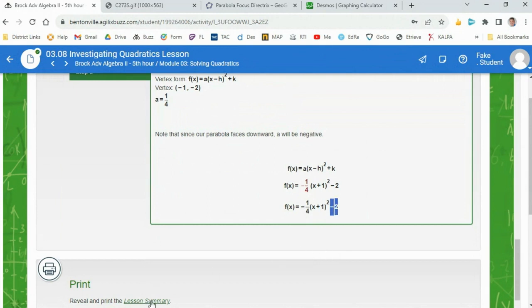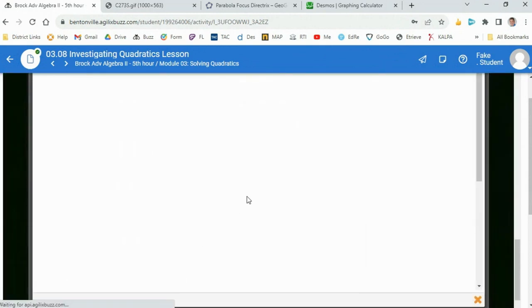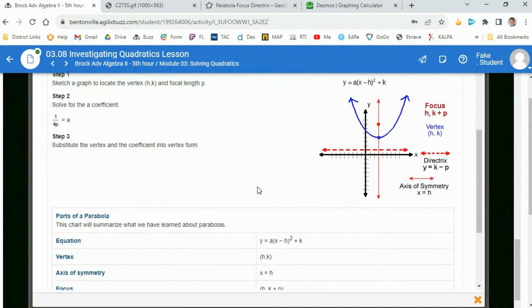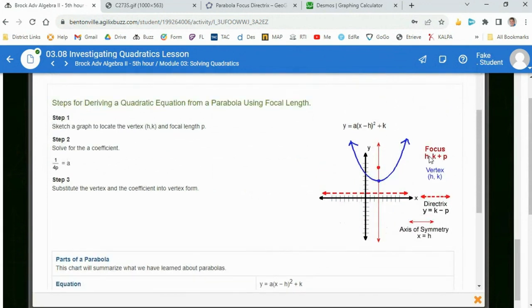All right, and there's the lesson summary, guys. That's all we added this week. We already knew a lot about quadratics. We already knew how to write the vertex formula. So here's the lesson summary, which just talks about the focus point and the directrix. And they put plus P on here and minus P because P is the distance between there.